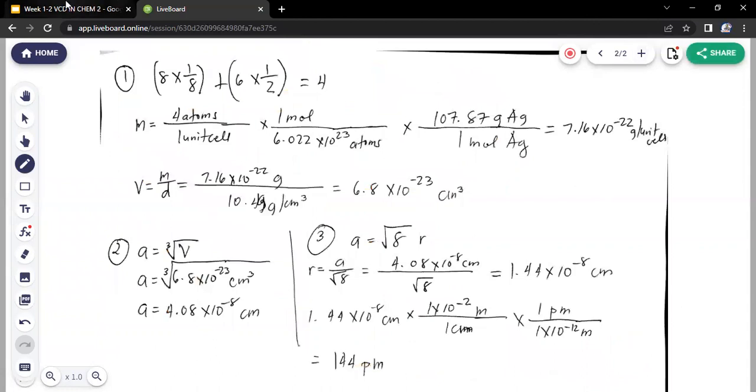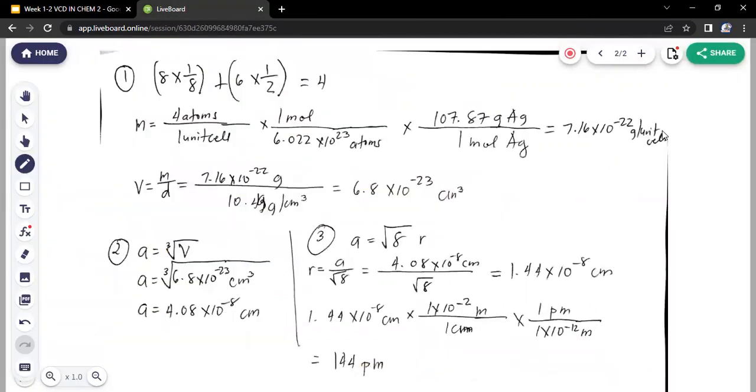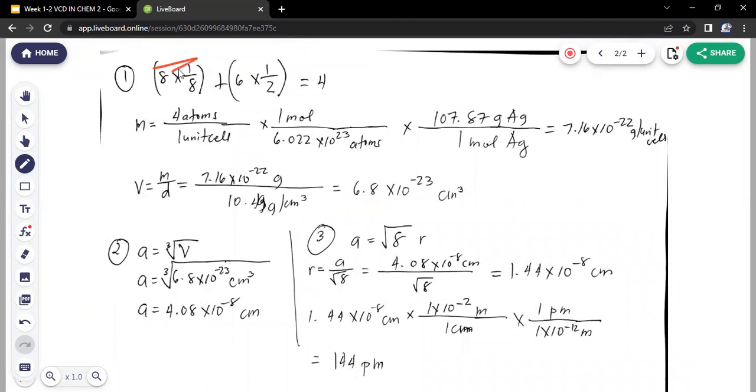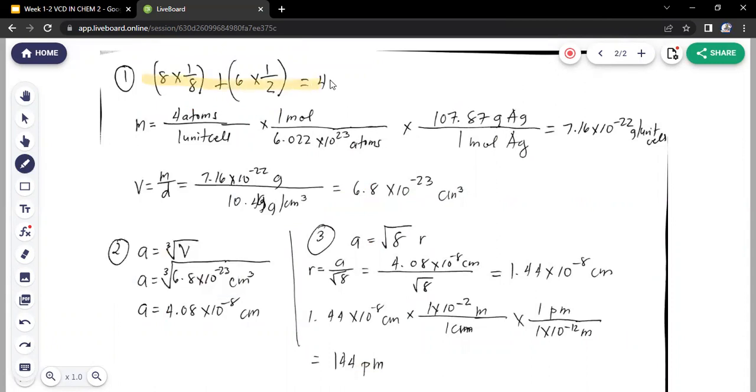Second sample problem for this one, we have the following. Silver crystallizes in a cubic close-packed structure, which is again a face-centered cubic cell, and has a density of 10.49 grams per cubic meter. Calculate the atomic radius of the silver in picometer. We have here the following again for number one. This is the constant for the face-centered cubic cell. This one you will have value 4, and then get the mass. To find the mass, convert the atoms into mole, then the mole into grams.